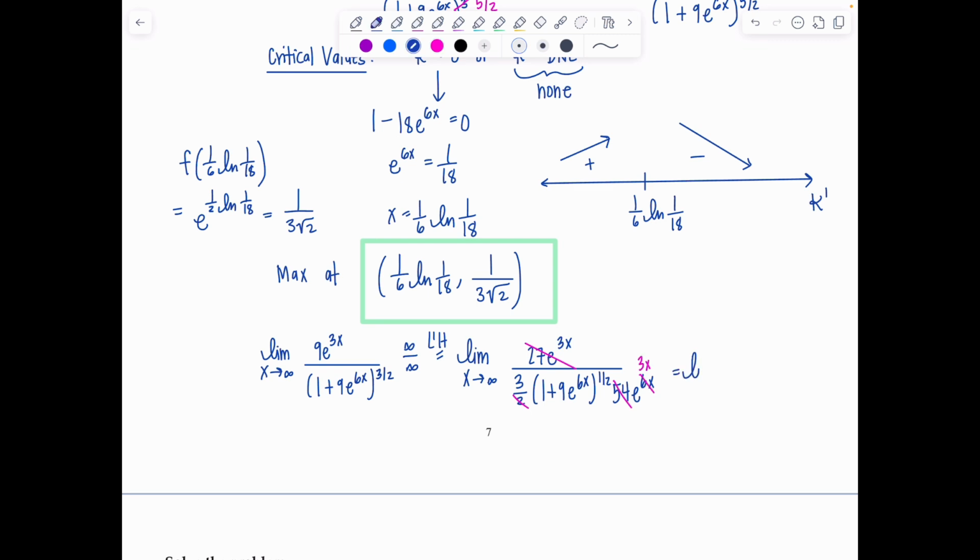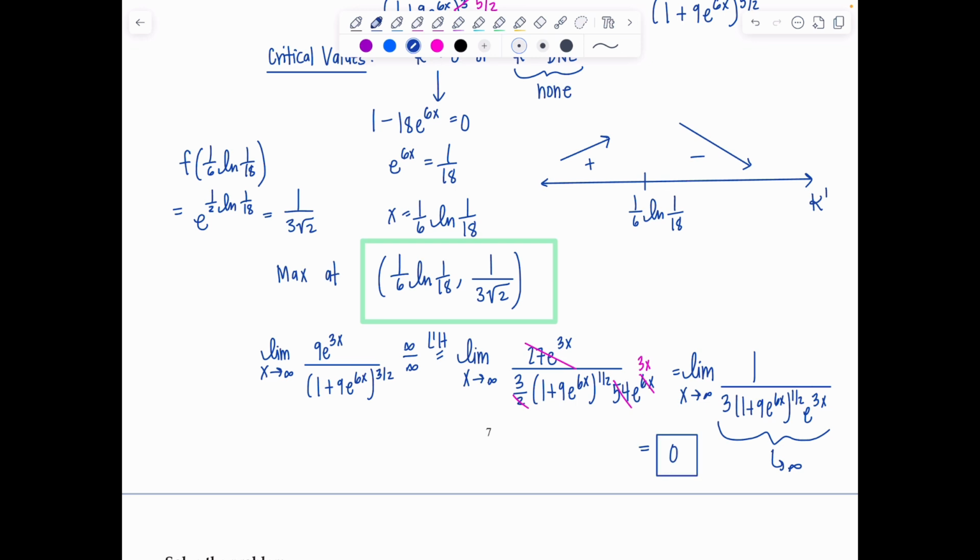So we've got the limit, x goes to infinity, of just 1 now, right? Over 3 times 1 plus 9e to the 6x to the 1/2 with an e to the 3x. All that really matters is, this is going to infinity. I have a constant over infinity, so this limit is 0.